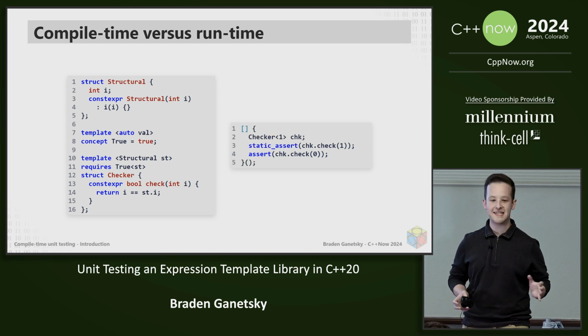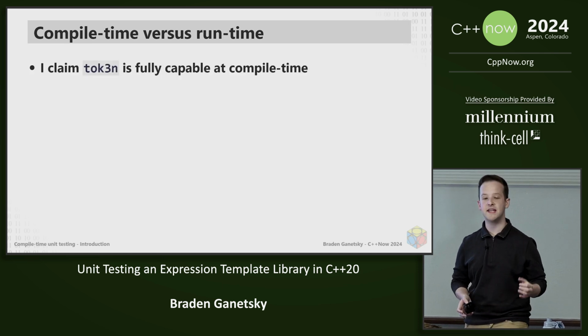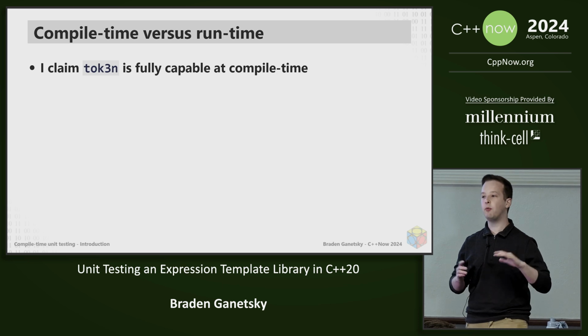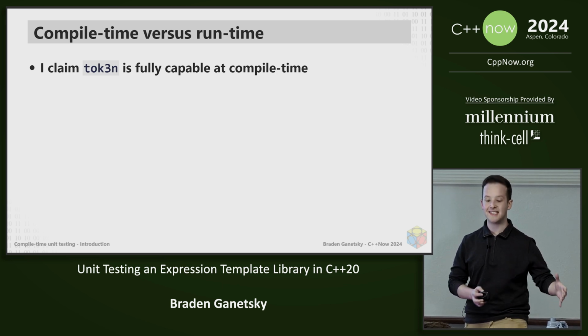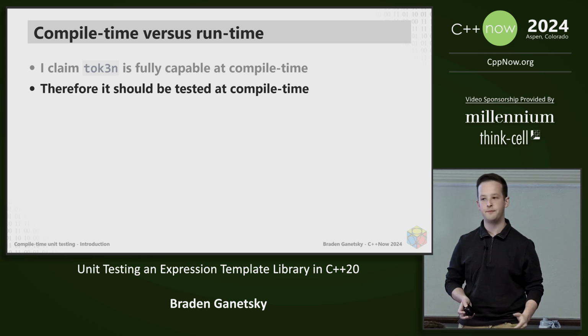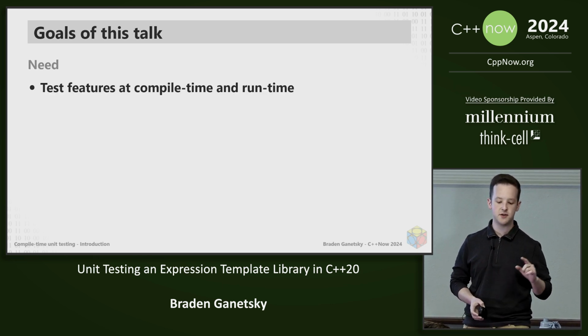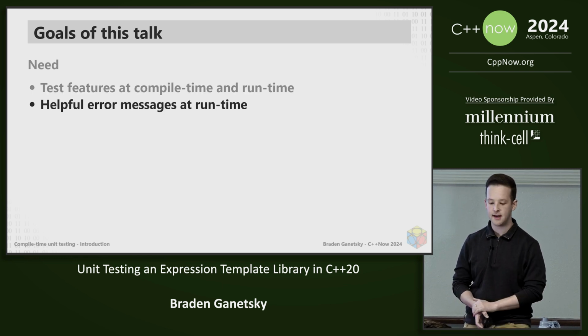So the takeaway here is that sometimes there are different behaviors at compile time and runtime. There shouldn't be. But the thing is, I claim that my library Token is fully capable at compile time, and I want to know the full extents if that is actually true. I need to make sure that it actually gets tested at compile time. So for the goals of this talk, I need to be able to test my features at compile time and at runtime. And I need helpful error messages at runtime.